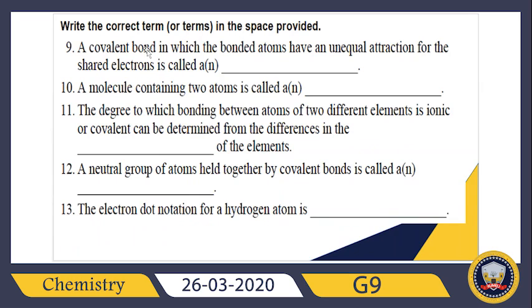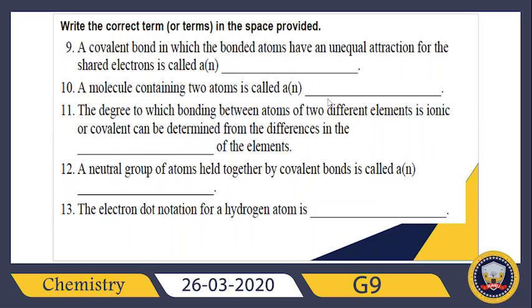Write the correct term or terms in the space provided. So 9, a covalent bond in which the bonded atoms have an unequal attraction for the shared electrons is called what? I will give you a second to think. It is called a polar covalent bond. So for 9, it is called a polar covalent bond. Number 10, a molecule containing 2 atoms is called what? It's easy, a diatomic molecule.